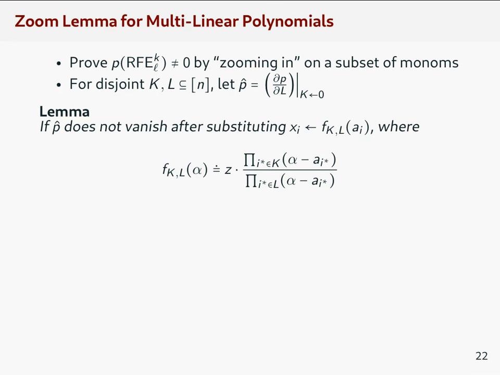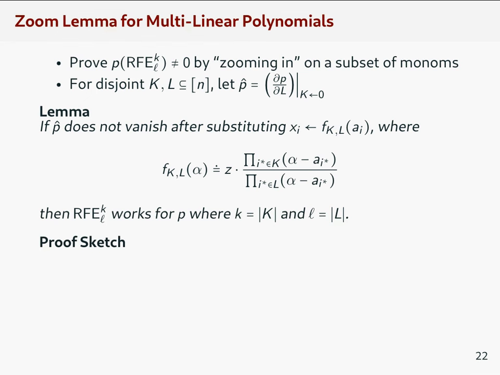The lemma states that if this zoomed in polynomial does not vanish at a particular substitution that looks like a substitution of RFE with the same familiar seed of FKL that we saw at the membership test, then we can conclude that if you plug RFEKL into P, you get a non-zero result, where K is the number of zero substitutions and L is the number of derivatives.